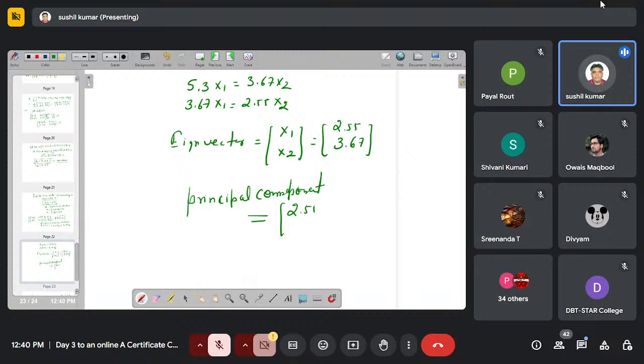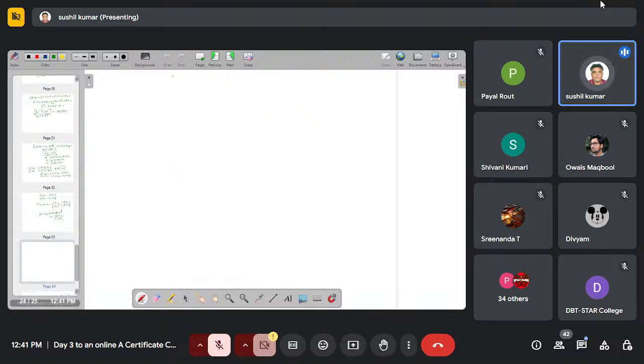So with the help of this, you can calculate the projection of any vector. Suppose I want to calculate for the first vector, using PCA. So use PCA to transform it onto the eigenvector.